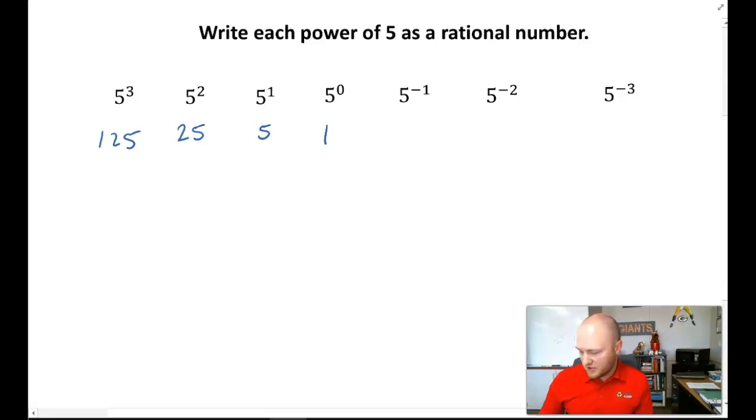Okay, now we'll do the negative exponents. So 5 to the negative first, this gives us 1 over 5. 5 to the negative second, that's 1 over 5 squared. So 1/25. And 5 to the negative third is 1 over 125.